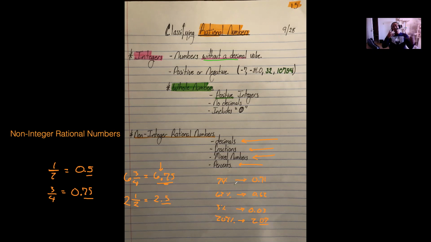So anytime, ladies and gentlemen, that we have something that could be expressed as a decimal value, it is not an integer. So integers, no decimal value. It's just the whole number. And if they're positive, then we call them whole numbers, right? So integers, positive or negative, as long as it does not have a decimal value. Non-integers, things like decimals, fractions, mixed numbers, and percents. All right? And that's how those things are constructed.